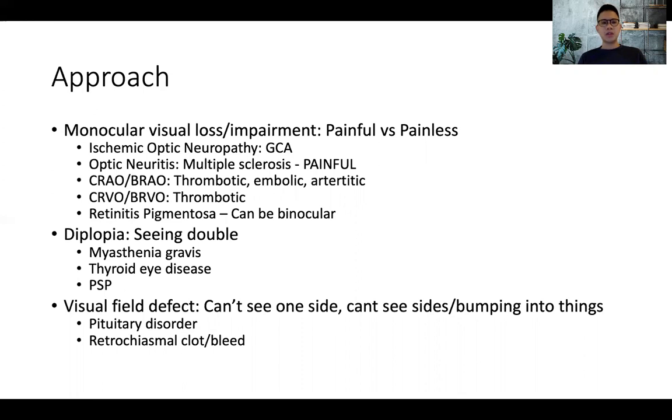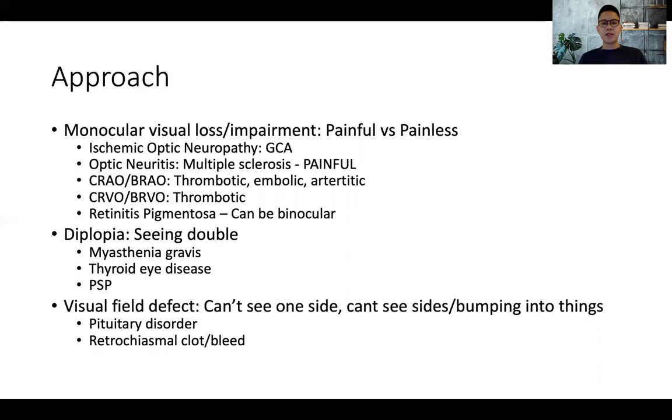In terms of the retinal artery occlusions, it's important to think of it in terms of thrombotic, embolic, or arteritic. Arteritic meaning vasculitic disorders. And for the CRVO, the vein occlusions, they are usually in pro-thrombotic hypercoagulable states. So often for CRAO and CRVOs, these may be patients with underlying thrombotic risk factors. So it's important to think of hypercoagulable states, such as patients with congenital coagulopathies, antiphospholipid syndrome, hyperviscosity syndromes in hematological malignancies or underlying malignancies.